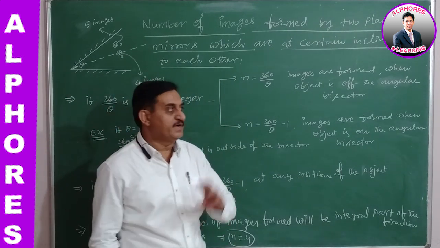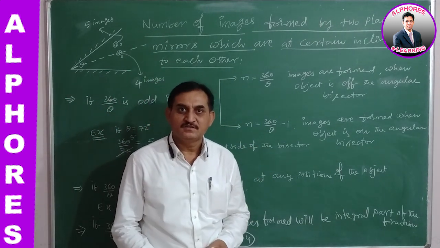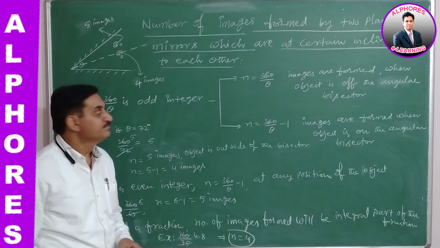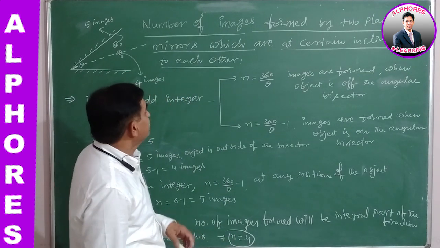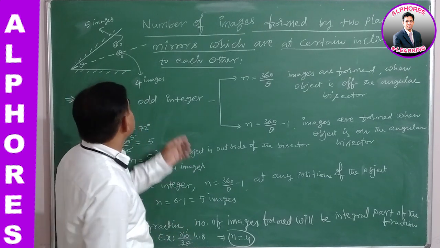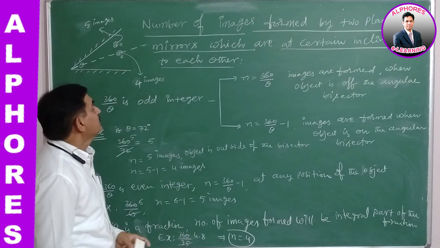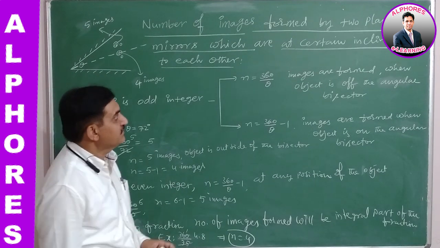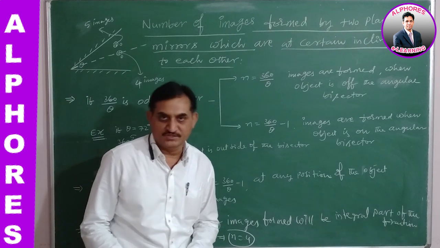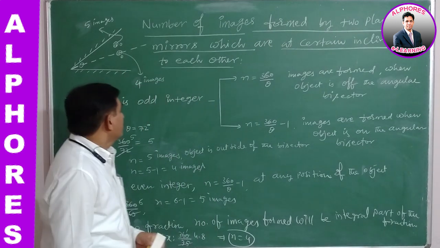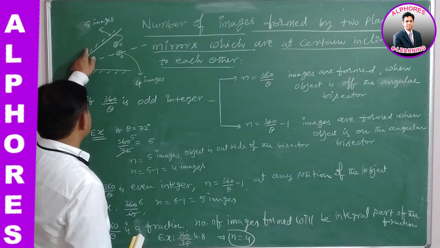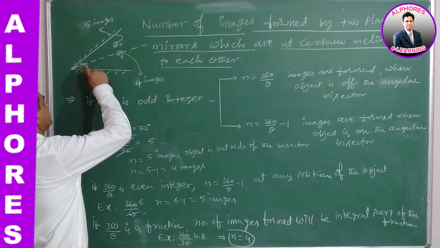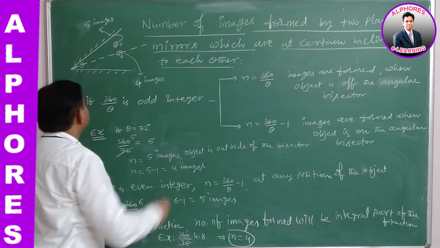Again, when we come back to our chapter, reflection of light by plane mirrors. Now, when we go for a sub-concept, which is the number of images formed by two plane mirrors which are at a certain inclination to each other. When we consider two plane mirrors, M1 and M2, at a certain inclination theta.